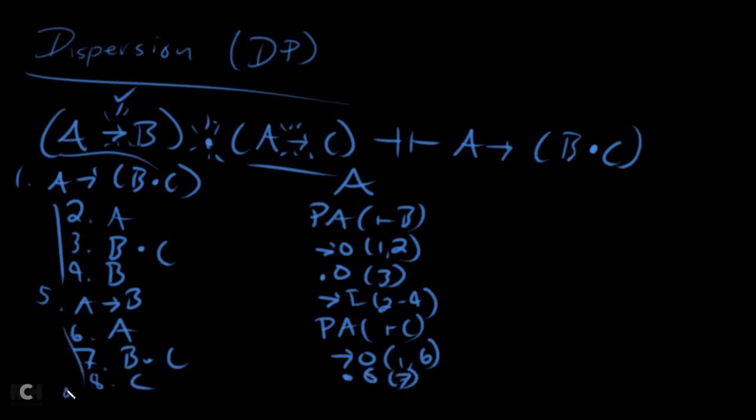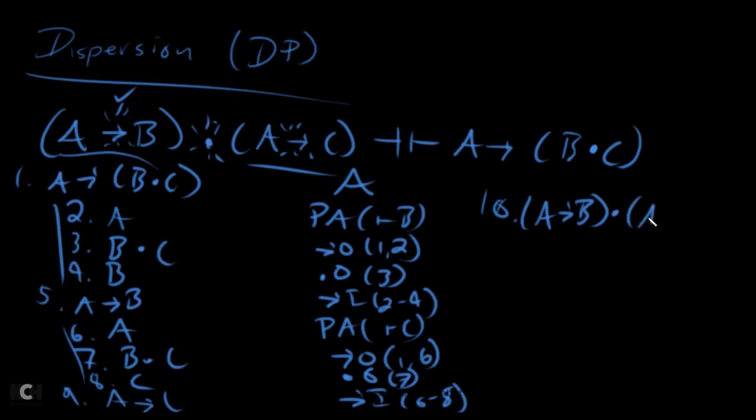There it is. So I can say line 9, yep, A leads to C. Arrow in, 6 through 8. And so then I can come over here and say, yeah, that's a thing. You can totally say A arrow B and A arrow C. And in, 5 and 9. It works.